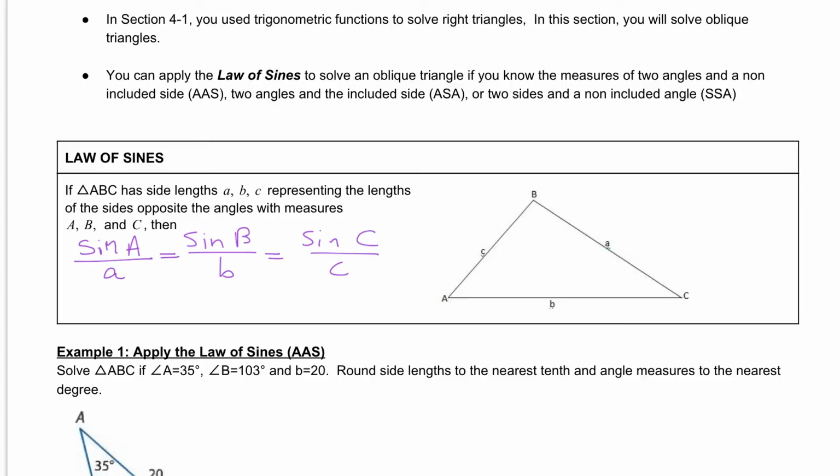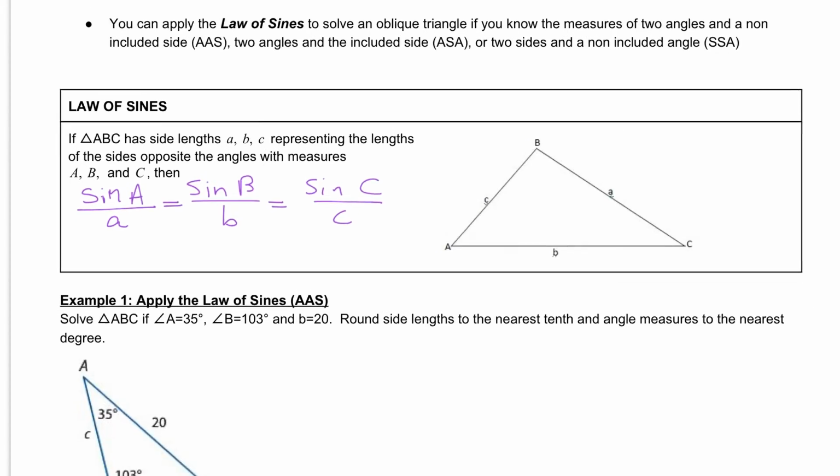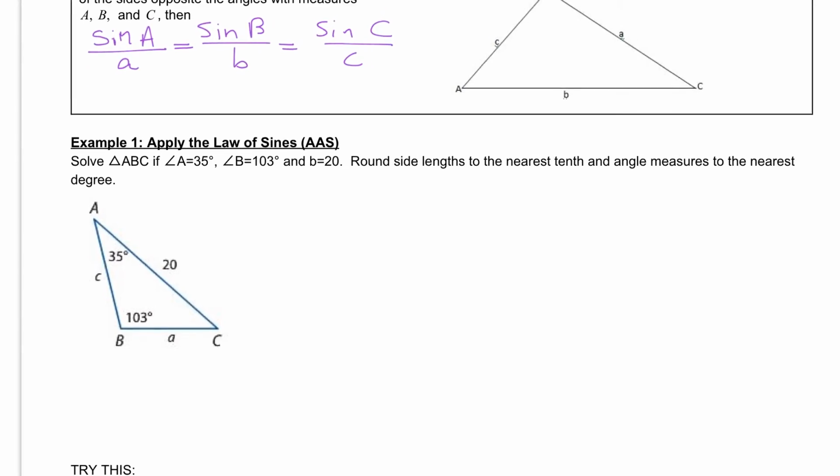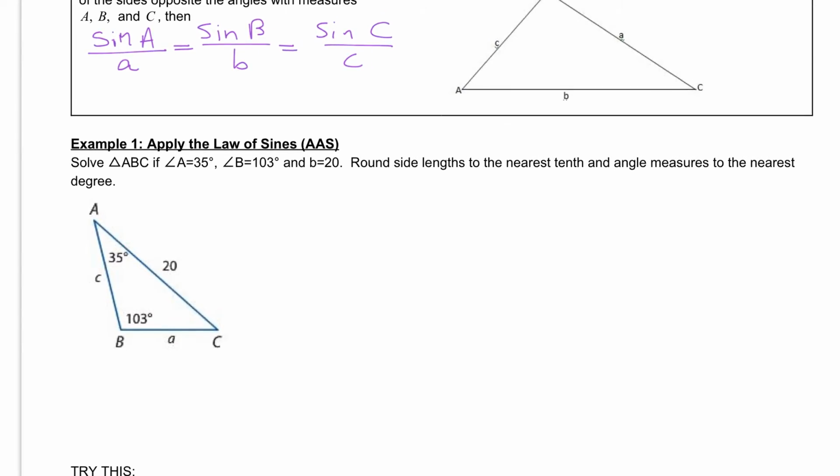So let's use that law of sines to solve the triangle below in example 1. Example 1 is a case of angle, angle, side. So we're given an angle, and then a side, and we want to solve this triangle. Round the side lengths to the nearest tenth, and the angle measures to the nearest degree.